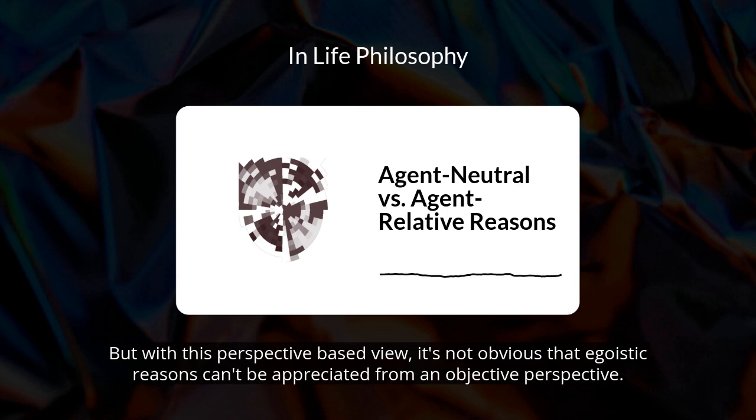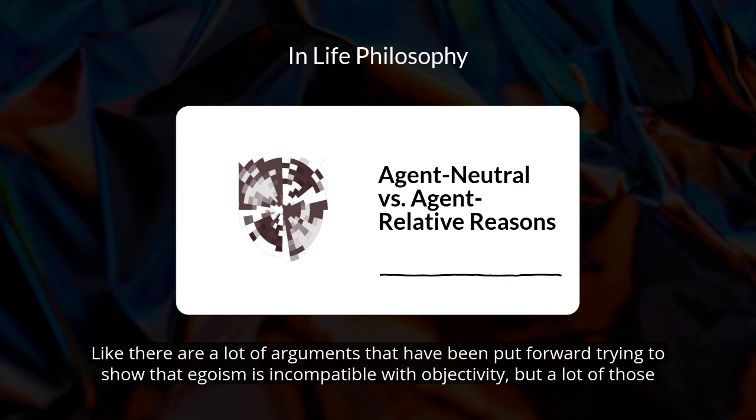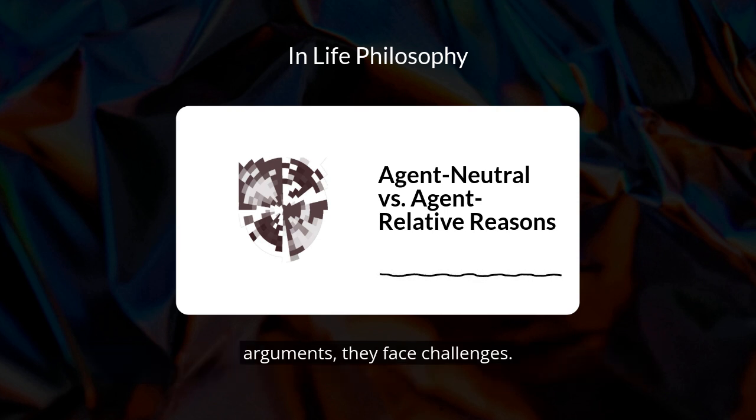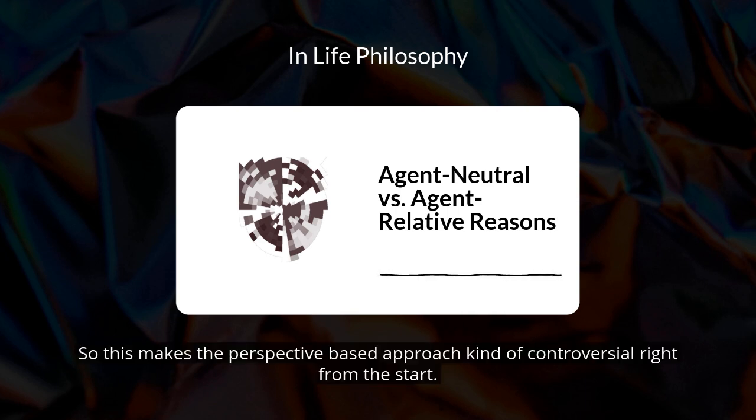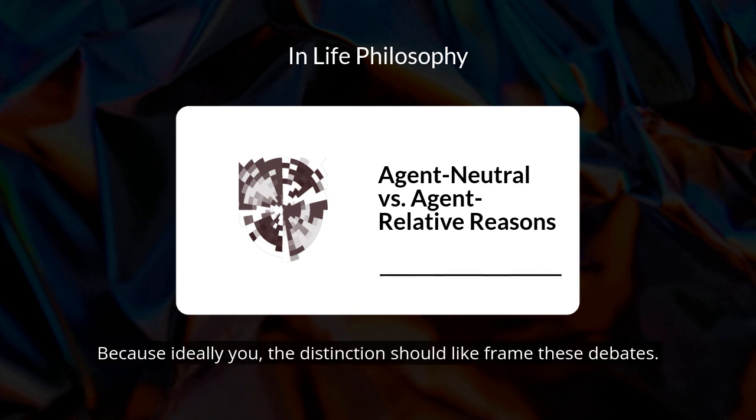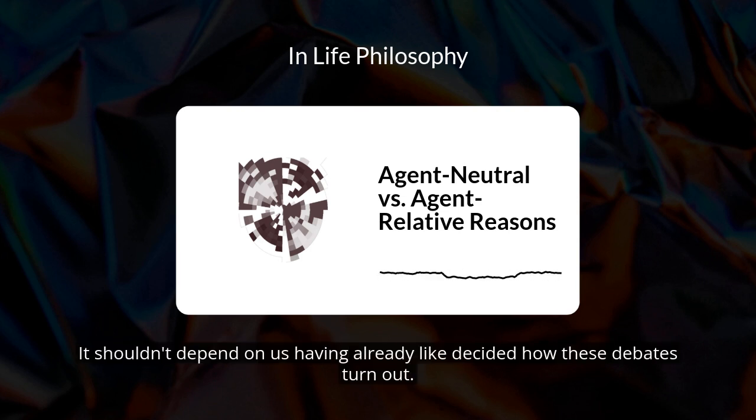But with this perspective-based view, it's not obvious that egoistic reasons can't be appreciated from an objective perspective. There are a lot of arguments that have been put forward trying to show that egoism is incompatible with objectivity, but a lot of those arguments face challenges. And so this makes the perspective-based approach kind of controversial right from the start. Yeah, because ideally, the distinction should frame these debates. It shouldn't depend on us having already decided how these debates turn out.